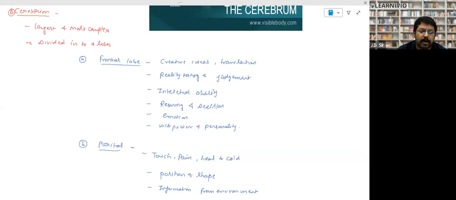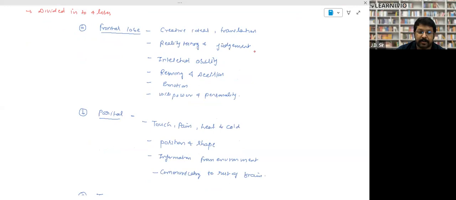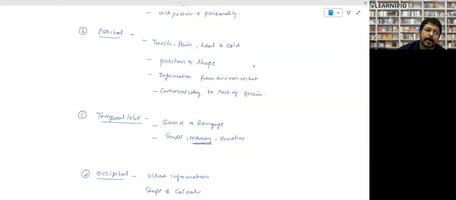The frontal lobe is responsible for creative ideas, translation, reality testing, judgment, intellectual ability, decision making, reasoning, emotion, willpower, and personality. All that depends on the frontal brain. The parietal lobe, the rooftop part, is responsible for touch, pain, heat and cold, position and shape of any object. It receives information from the environment and communicates it to the rest of the brain.